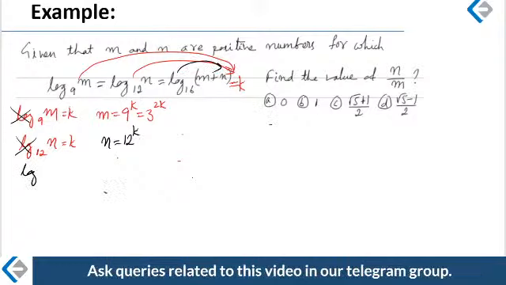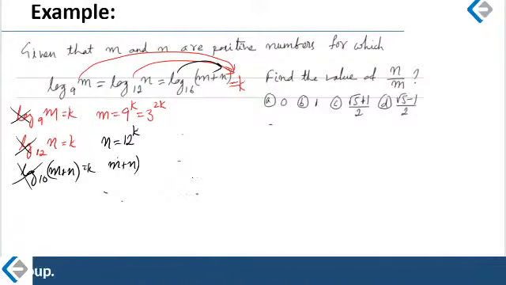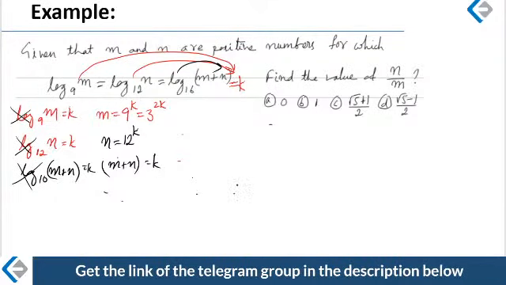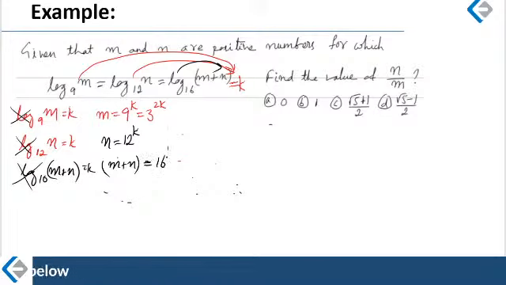Equate the last one in a similar fashion. Therefore you would say log of m plus n to the base 16 is also equal to k. Take anti-logarithm, friends, get rid of the log. Therefore m plus n is equal to 16 raised to power k.